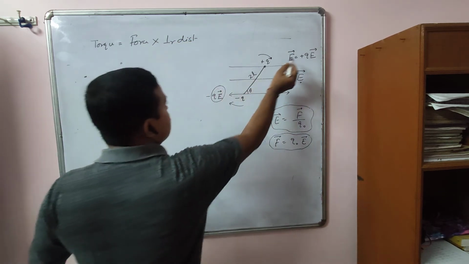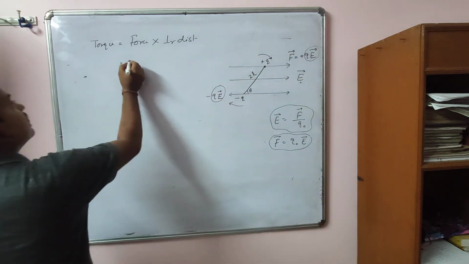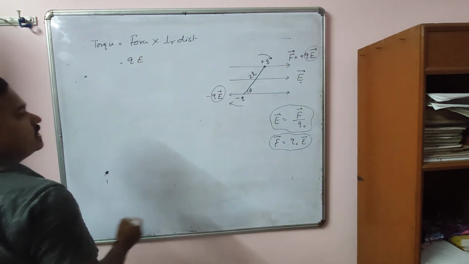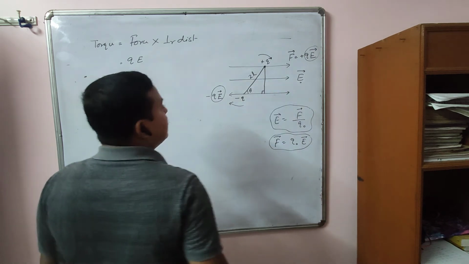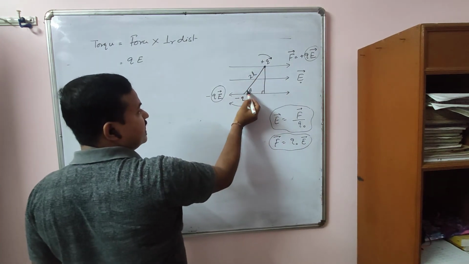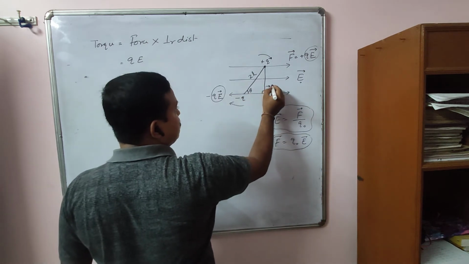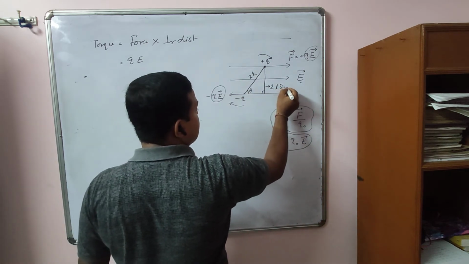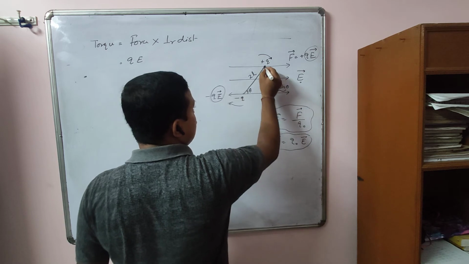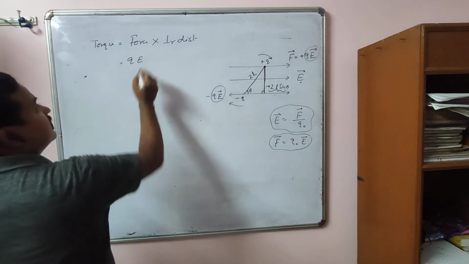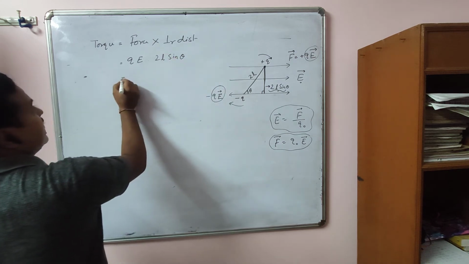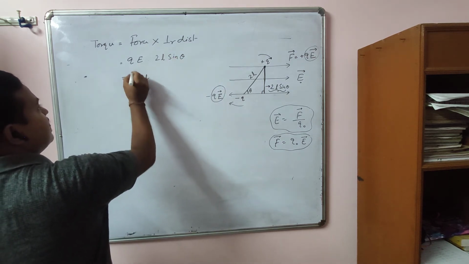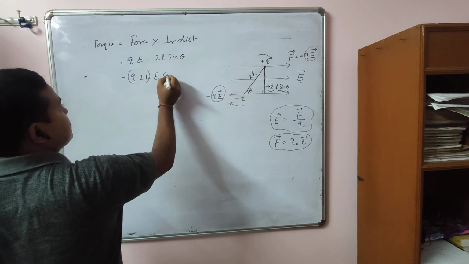Okay. Now what is the magnitude of force? You take the magnitude of force. It is QE. And what is perpendicular distance? You draw a perpendicular here. This is the perpendicular distance. Okay. Now you see this is 2l, and this angle is theta. So this will be what? 2l sin theta. So this is perpendicular distance. So into 2l sin theta. So you can write Q into 2l E sin theta.